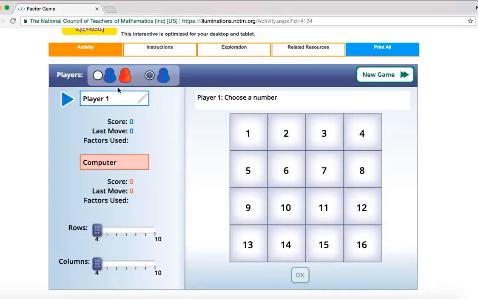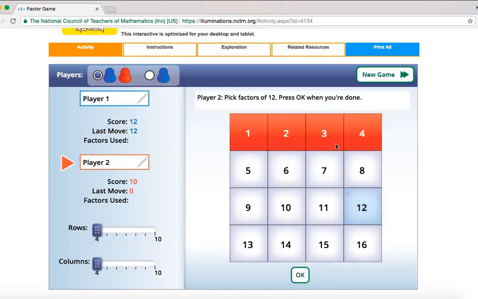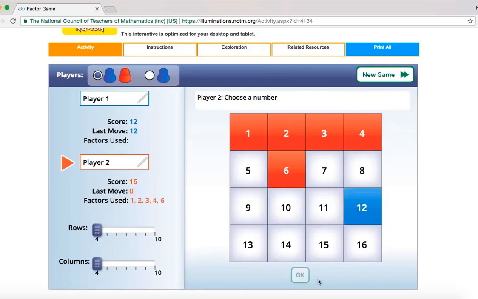Alright, so here's the game for 2 people. The first person chooses a number, say 12, and then we get 12 points. Player 2 now chooses all the factors of 12. So 1, 2, 3, 4, and 6. Oh, but look, there's a lot of factors of 12. So they just got a lot of points. So that was actually a bad first move on my part.